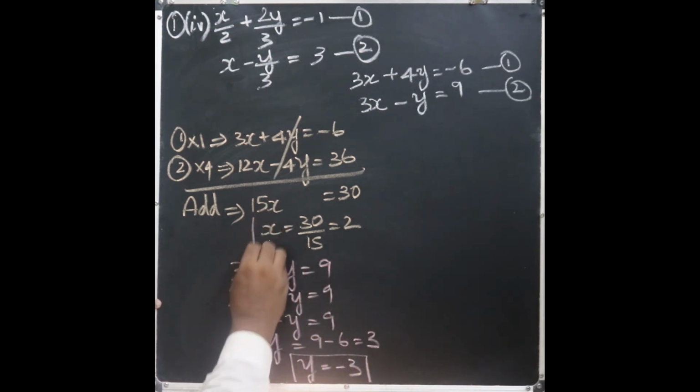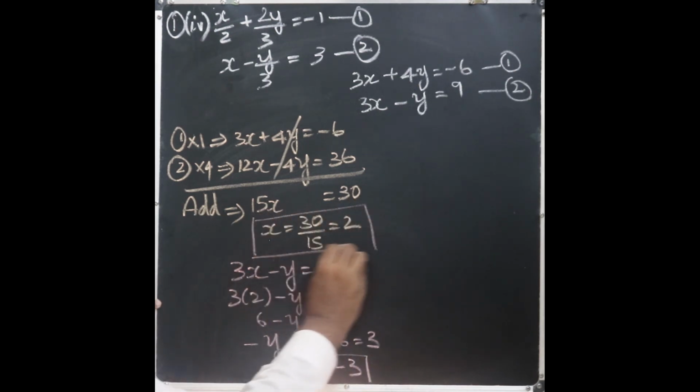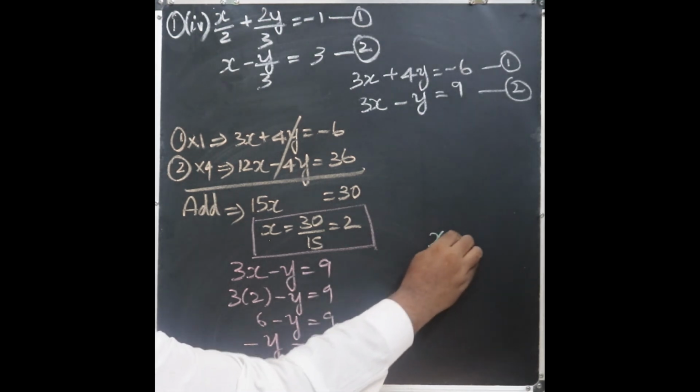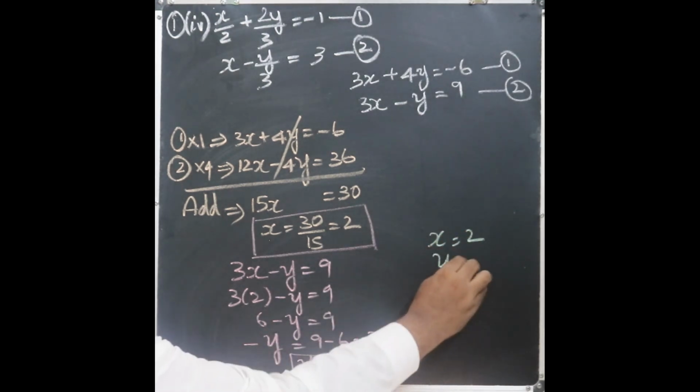Now we have found both x value and y value. We will write the solution. X is equal to 2, y is equal to minus 3.